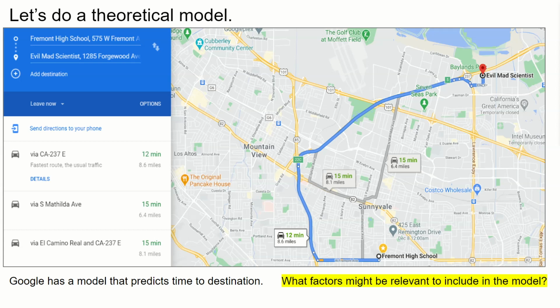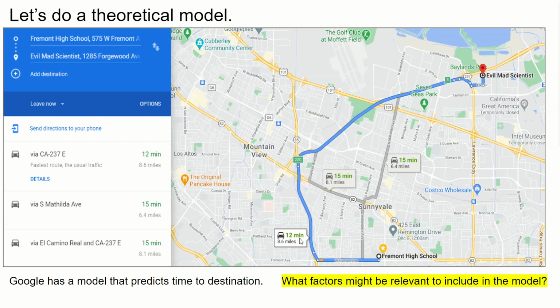So let's end class with another theoretical model. This is a model that will predict the time it takes to drive to a destination. So here is a Google map going from our high school to the amazing store, Evil Mad Scientist, run by some folks I know. You see that it's 8.6 miles. Google estimates it will take 12 minutes.